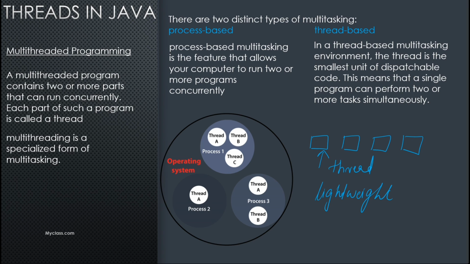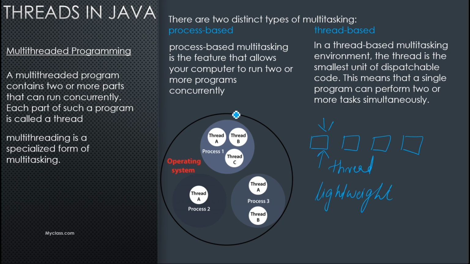These smallest units can perform their tasks simultaneously. That is what we call thread-based multitasking. This part of our program code is called a thread. First we divide our one program into different smallest units. Each unit can run separately and does not affect the actual result of our program. Such smallest units are called threads.